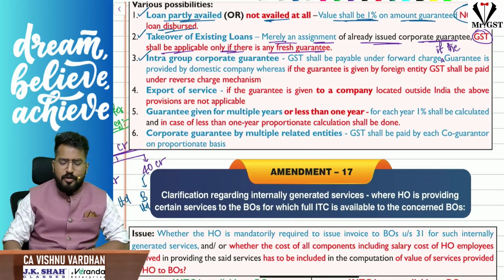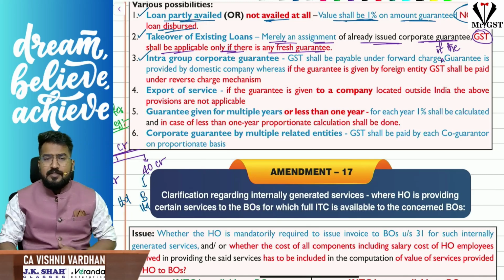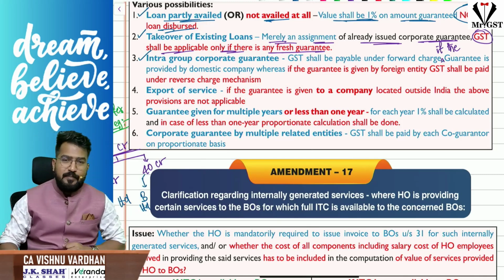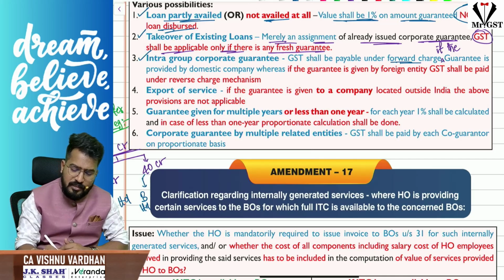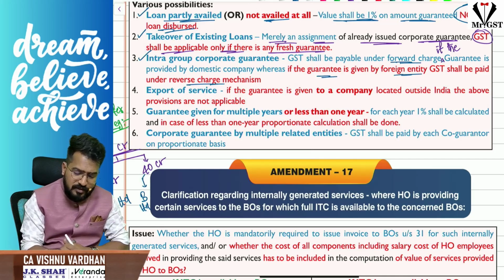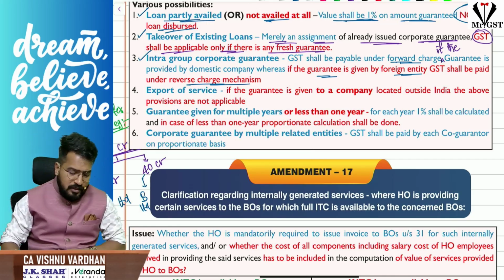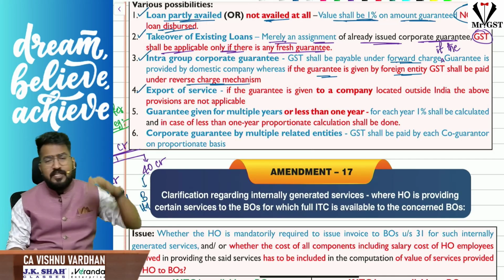The intra-group corporate guarantee. Obviously, we are group companies. One company is giving corporate guarantee to another company. Sir, if it is given by the domestic company, GST will be paid under forward charge. If the guarantee is given by the foreign company, then GST will come under reverse charge. Simple. Sir, what if the company to whom we are giving guarantee is located outside India?